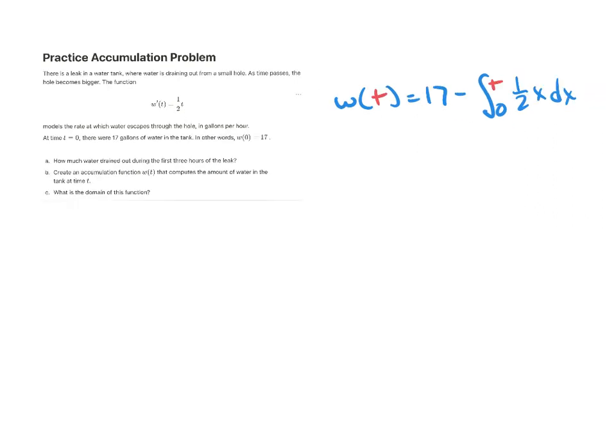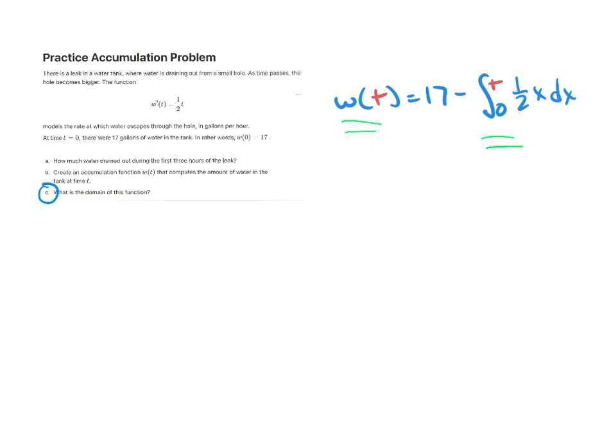Okay, so we're moving on to letter C, which asks us what the domain of this new function that we made is, right? We want to know the domain of this thing. And I just rewrote the function here so you can see it. So let's talk about this. This function computes the amount of water in the tank at a certain time.